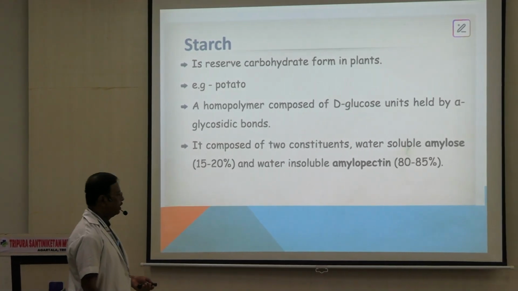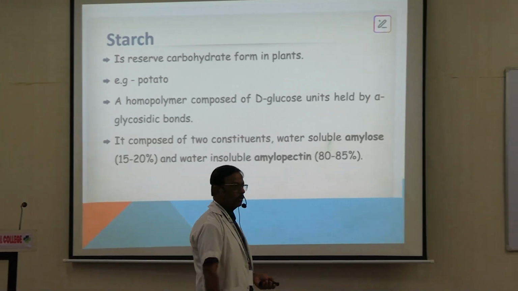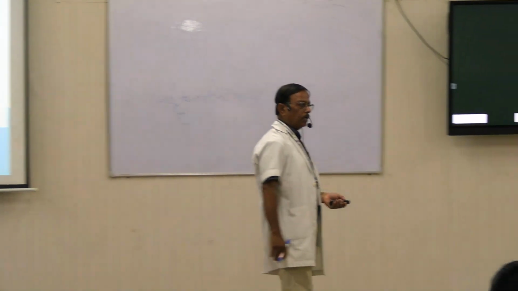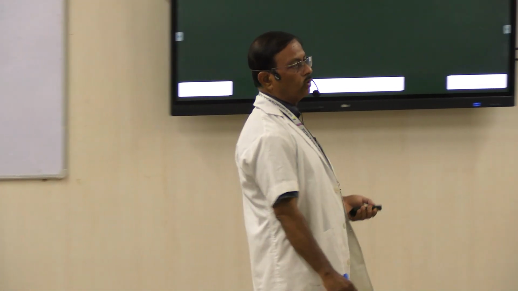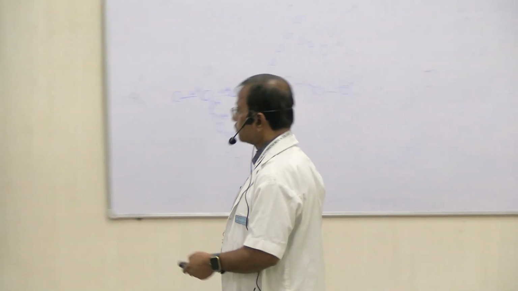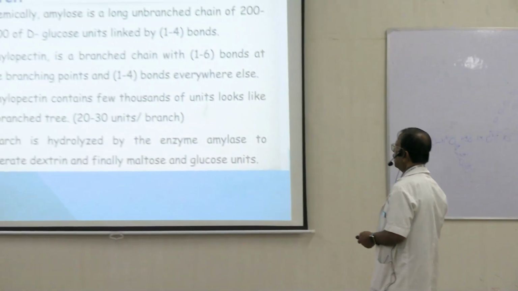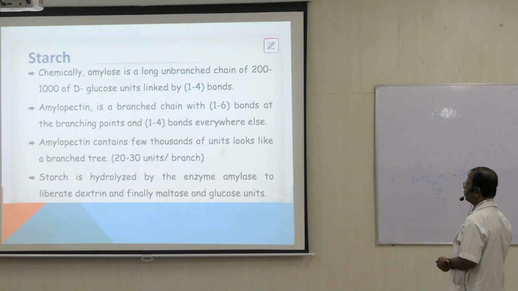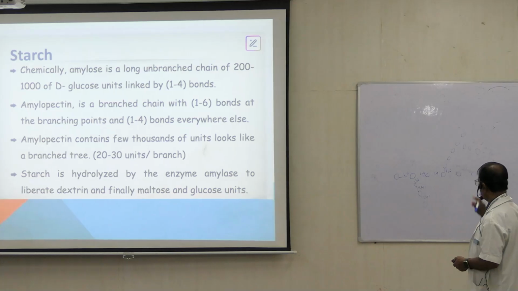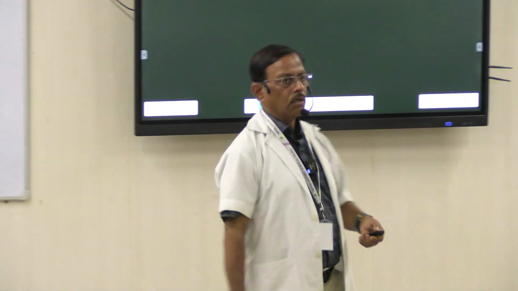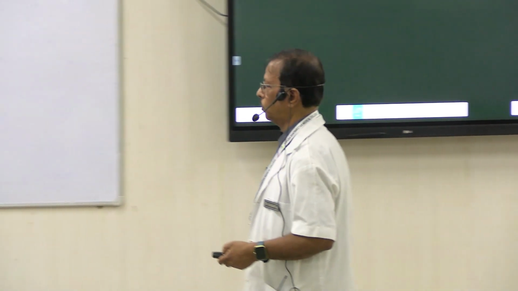Amylose has a smaller number of glucose molecules, up to 1000, and amylopectin will have a large number of glucose molecules, more than 1000, starting from 25,000. Amylopectin is a branched chain with a 1,6 bond at the branching point and 1,4 bonds elsewhere. So only at the branching point it will be 1,6; other links will be 1,4 alpha glycosidic bonds.